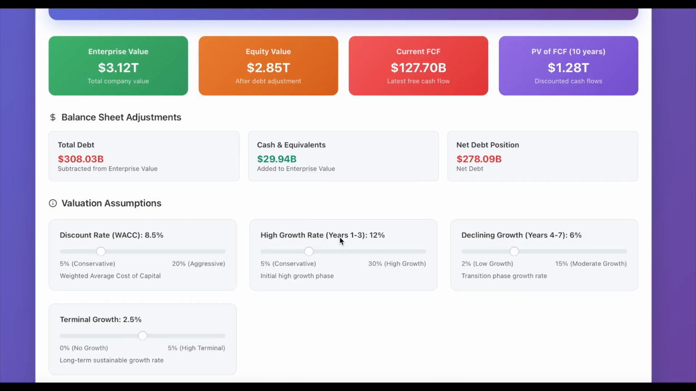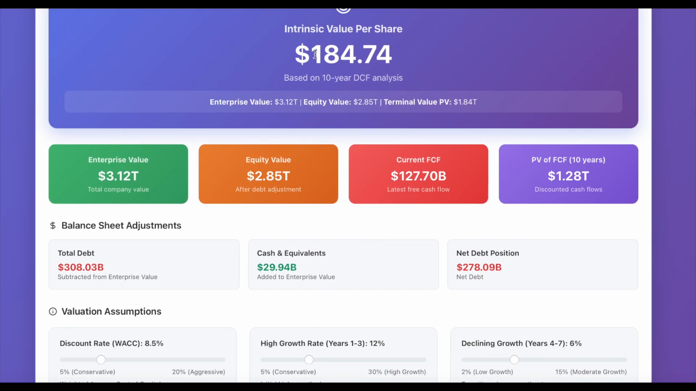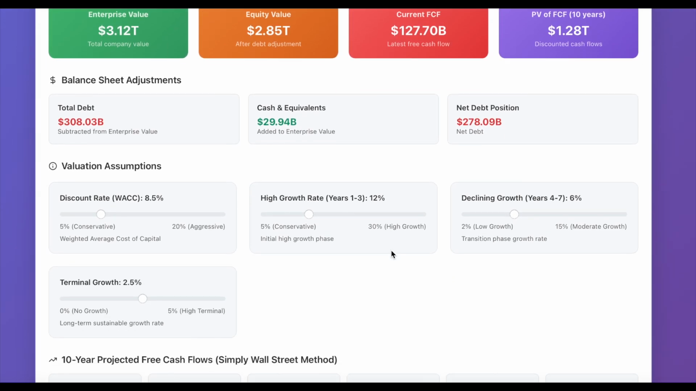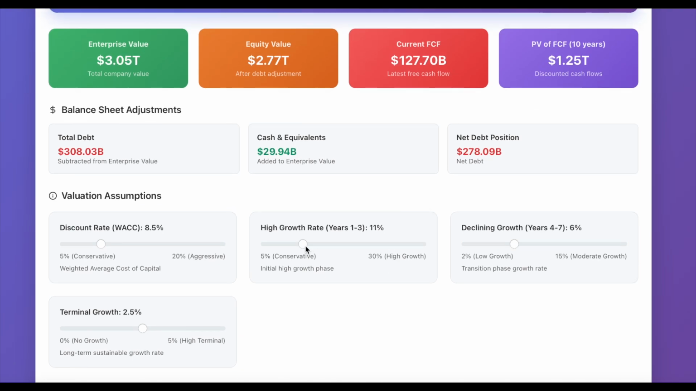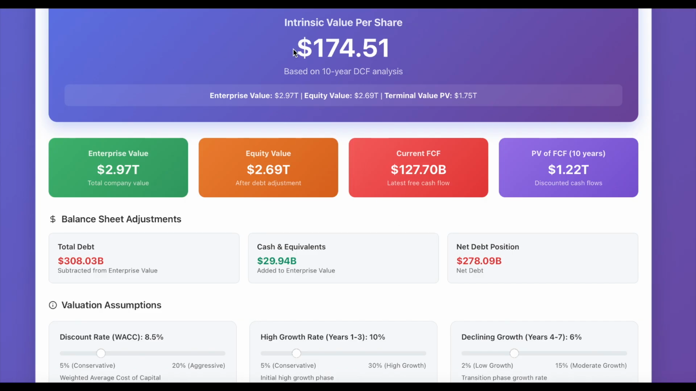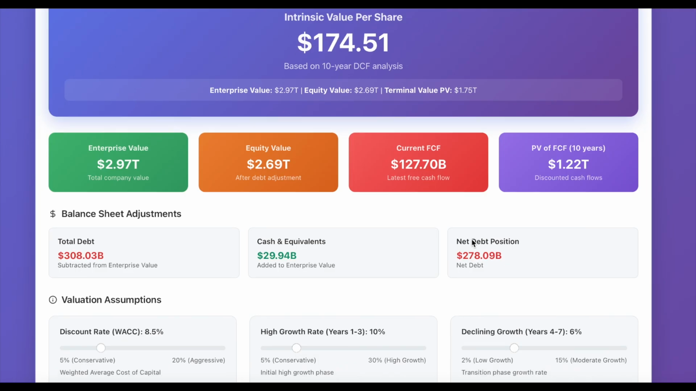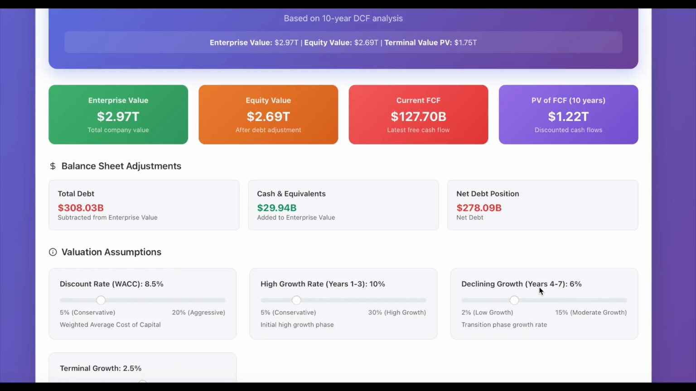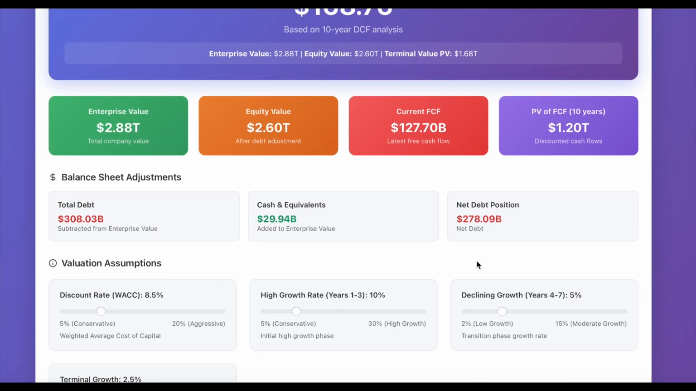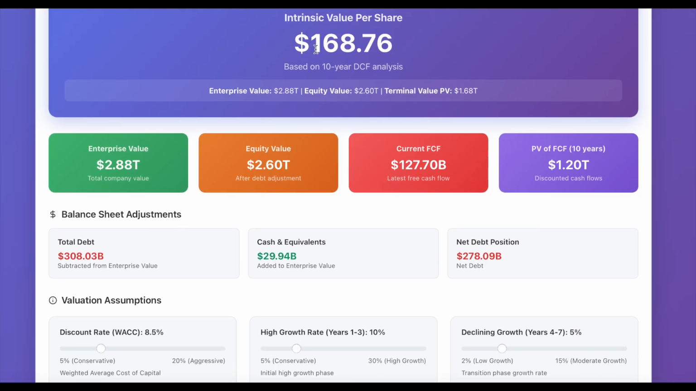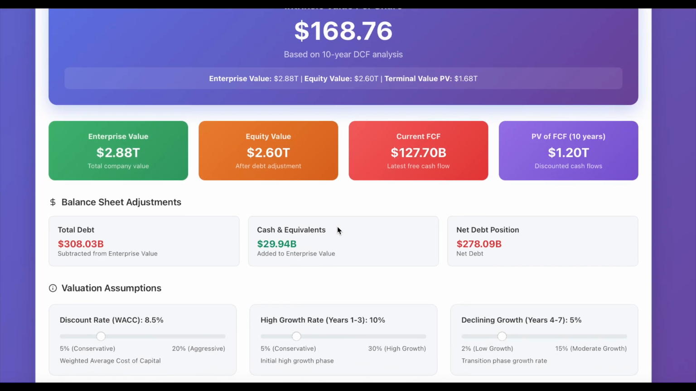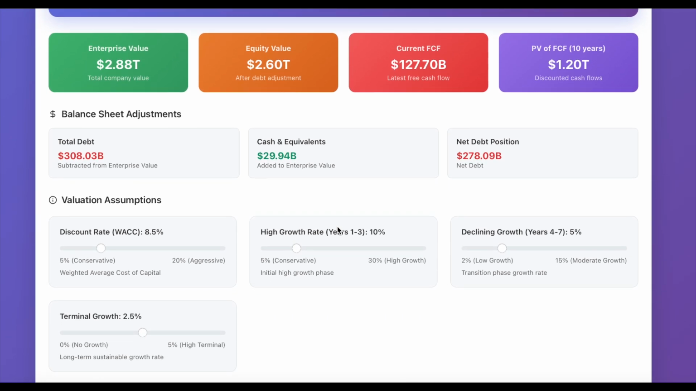But if we look at the high growth rate, at the moment it assumes a growth of 12%, which is why the valuation is 184. But if I was to just say decrease this to around 10%, we can see that the intrinsic value also decreases as well. And if we look at the growth for the next 4 to 7 years, usually, as I mentioned, growth is not always as sustainable. So if I put a slightly lower figure of 5%, we can see this again brings the intrinsic value of the company down. And if we go further down, we can see the terminal growth.